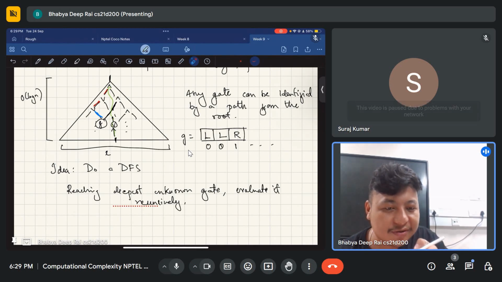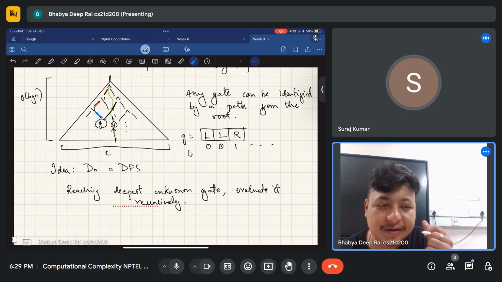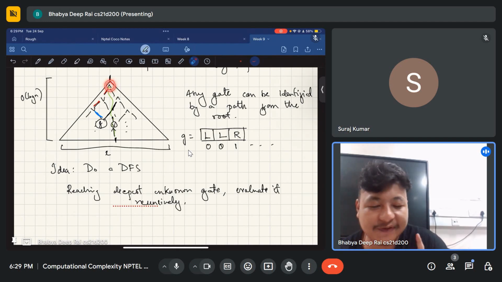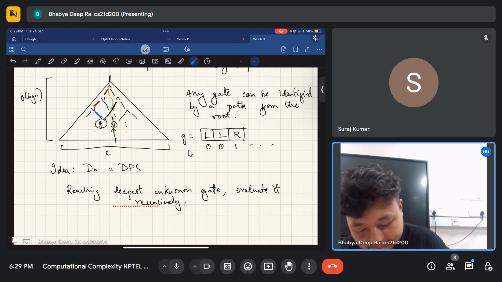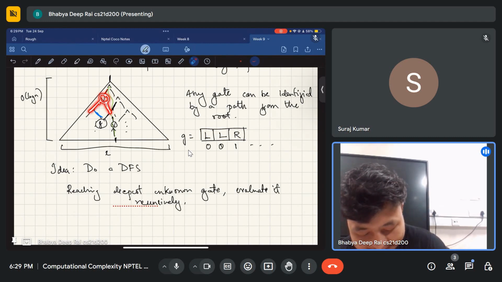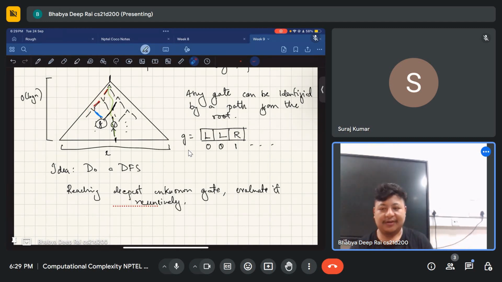Okay, it's showing some technical error. Are you able to listen to me? Yes. Good. So it's good that you asked me. Here is an AND gate at the top. I want to know what this AND gate evaluates to finally. This AND gate's output is the AND of these two gates, and each of these gates is again dependent on the inputs of the two gates at the bottom, and so on and so forth.